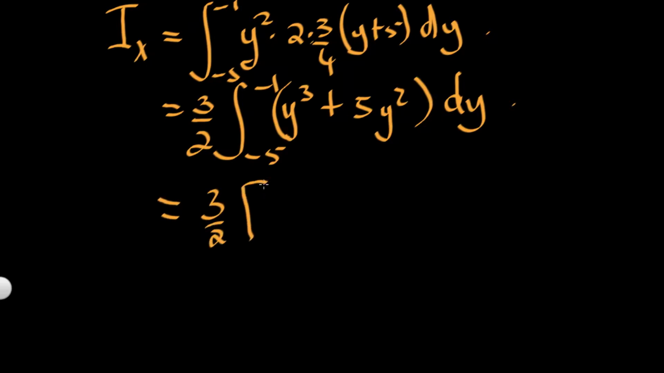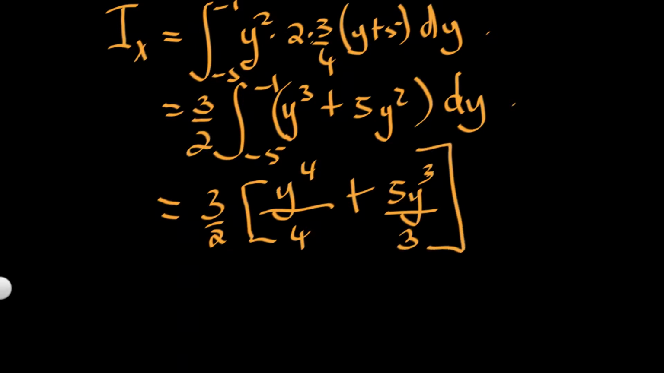So we have 3 over 2. This will be y to the power 4 over 4 plus 5y to the power 3 over 3. We close here and we have minus 5 and minus 1. These are our limits of integration. So to finish off, this is definite integration. You substitute y equals minus 1 into this function, and you subtract, after substituting y equals minus 5 into the same formula. Then you punch in your calculator, you get an answer.